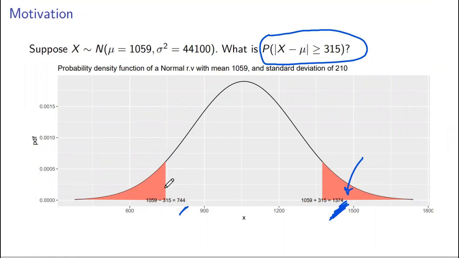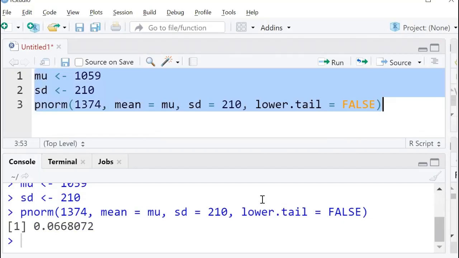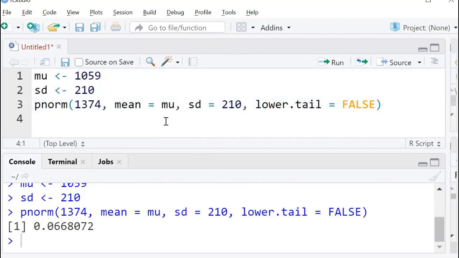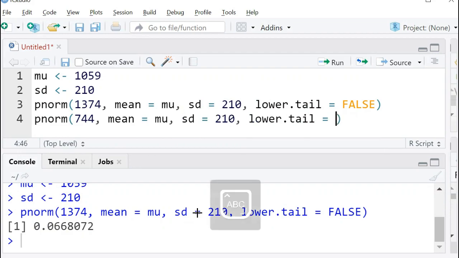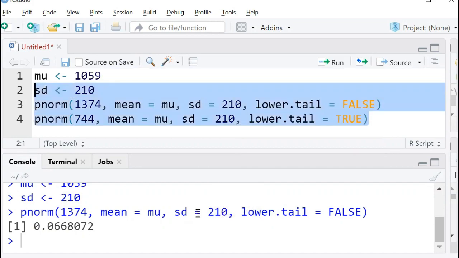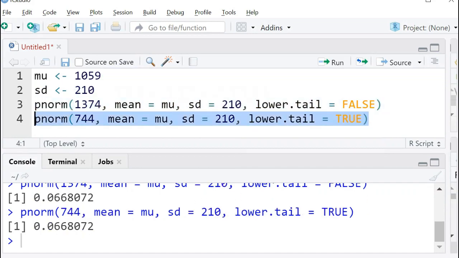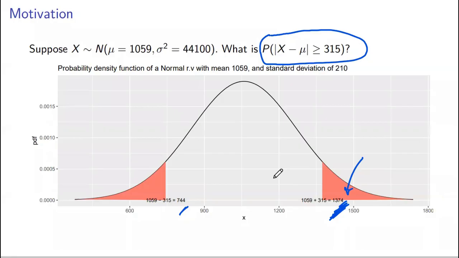Normal distribution is a symmetric distribution, so the shaded area on the left will also be exactly equal to the shaded area on the right. But for the sake of showing that it is true, I'm going to go ahead and calculate that as well. So pnorm, 744, less than or equal to 744. Again, the mean is mu, the standard deviation is still 210. Now I want the lower tail, so lower.tail equals TRUE. And we get exactly the same value, 0.06680.